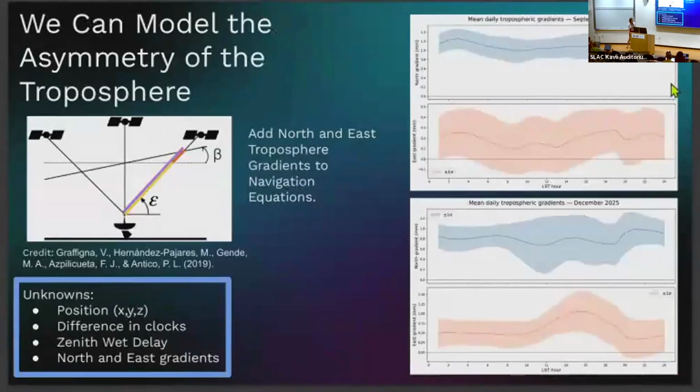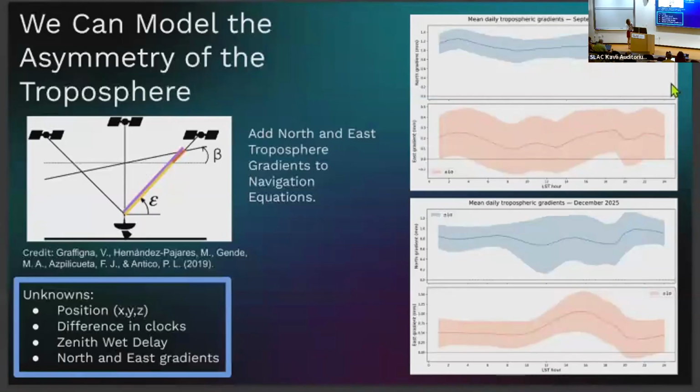So we can model the first order asymmetry of the troposphere by imagining that our troposphere is a slab, and we tilt the slab such that we have more time delay in one direction and less time delay in the other. And then we can define a vector that's pointing in the direction of maximum time delay. And then we break that vector up into its north and east gradient components. And we add these to our navigation equations. So now in addition to position and wet delay, we're also measuring our north and east gradients.